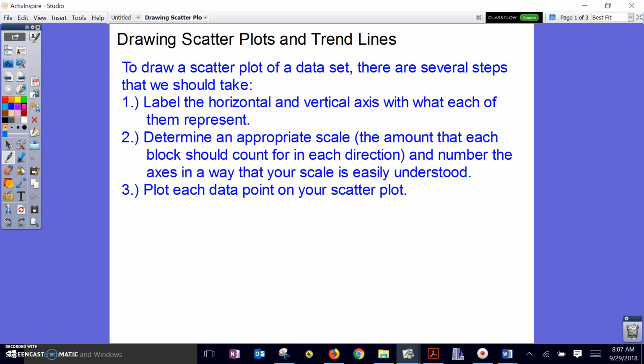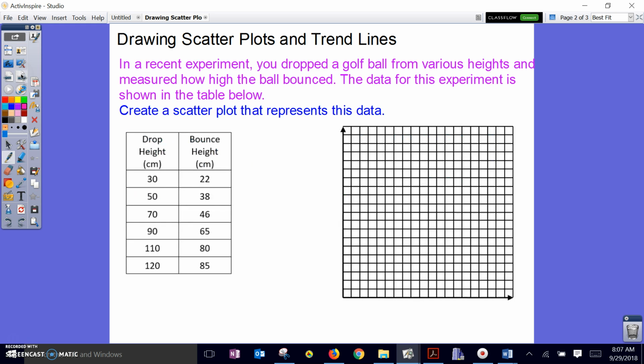So let's go through an example here. In a recent experiment, you dropped a golf ball from various heights and measured how high the ball bounced. The data for this experiment is shown in the table below. And we're going to create a scatter plot for this data.